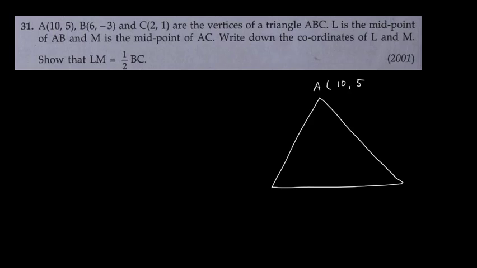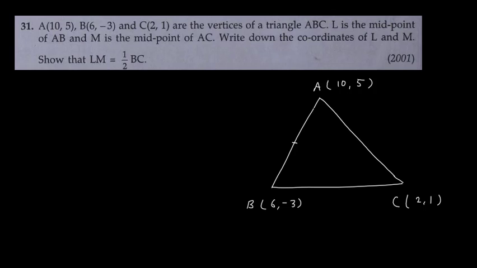Now here question number 31 is: A, B and C are the 3 points. L is the midpoint of AB. So let us first draw this A, B and C. Point A is 10, 5. Point B is 6, minus 3. And point C is 2, 1. L is the midpoint of AB. Now here we have midpoint L.